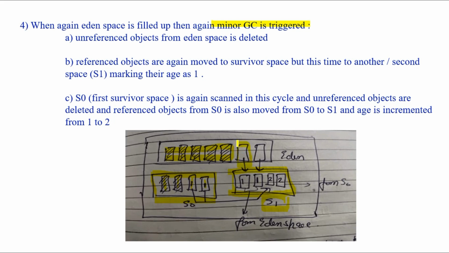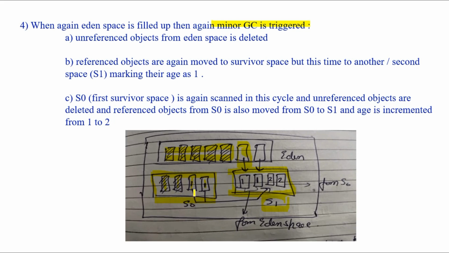So these two areas which had objects were scanned, and the objects which were newly created in Eden area and had never faced a garbage collection cycle were the newborn objects. The ones in S0 were the objects that survived the first garbage collection cycle. Now these two did not survive the second garbage collection cycle in S0, so they become unreferenced. So the garbage collector collects these and moves the newly born objects to the S1 area and marks their age as 1.